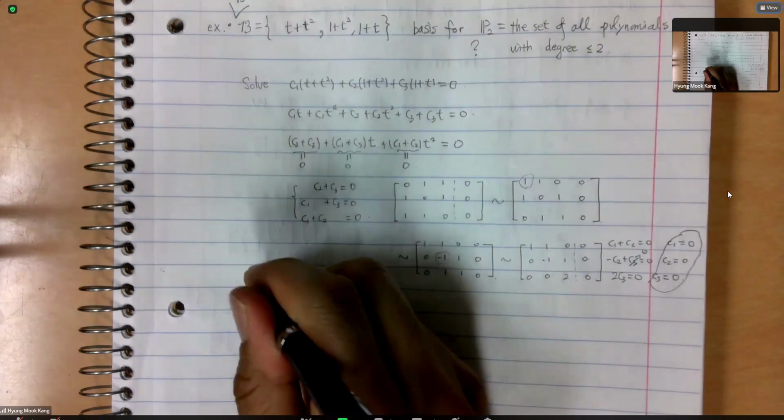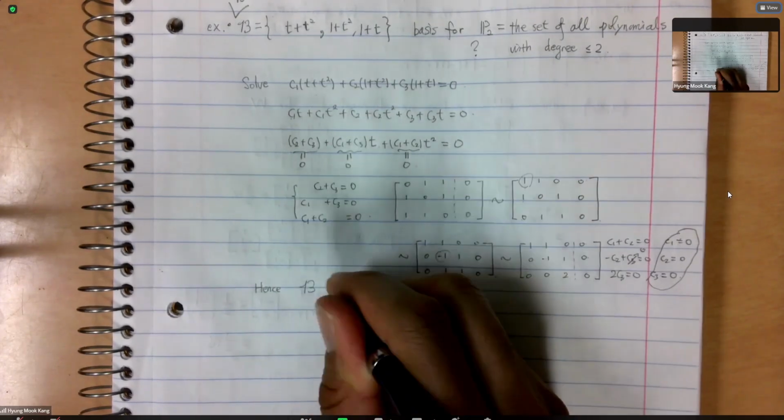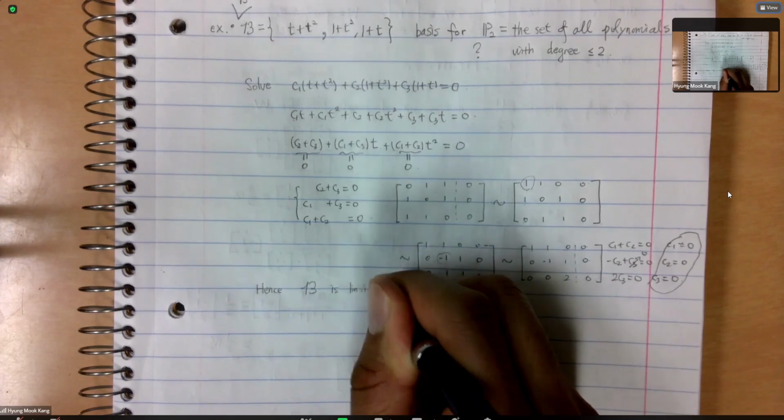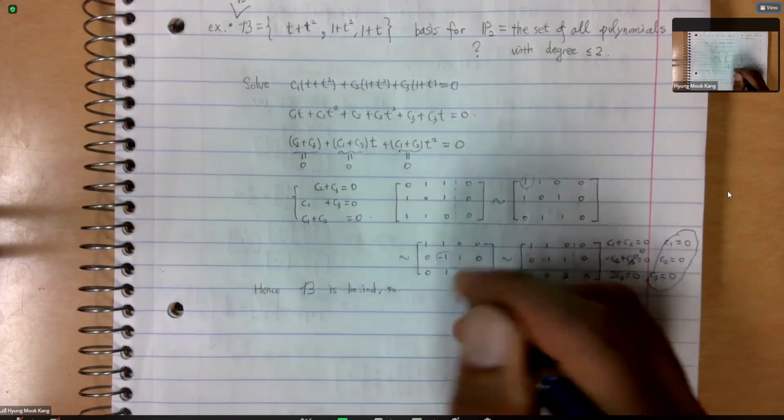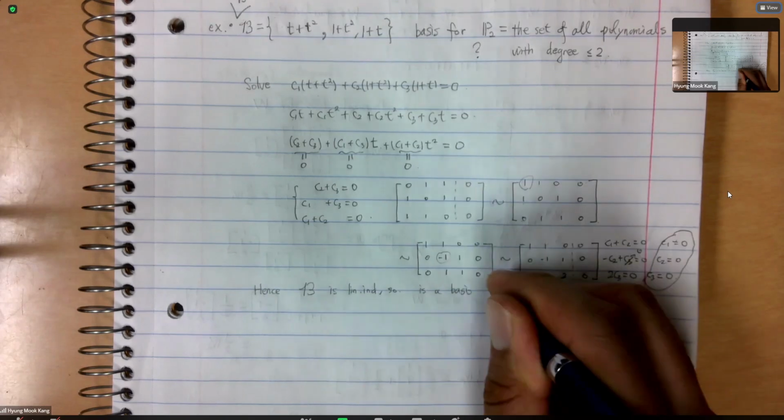Hence, the set of vectors B is linearly independent, so it is a basis for P2.